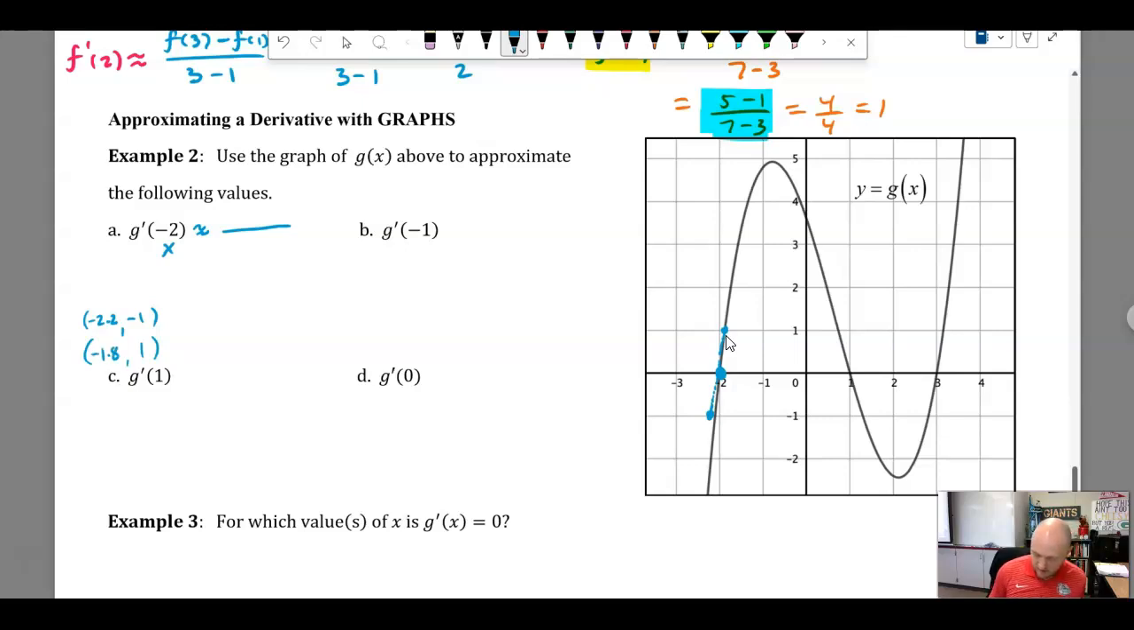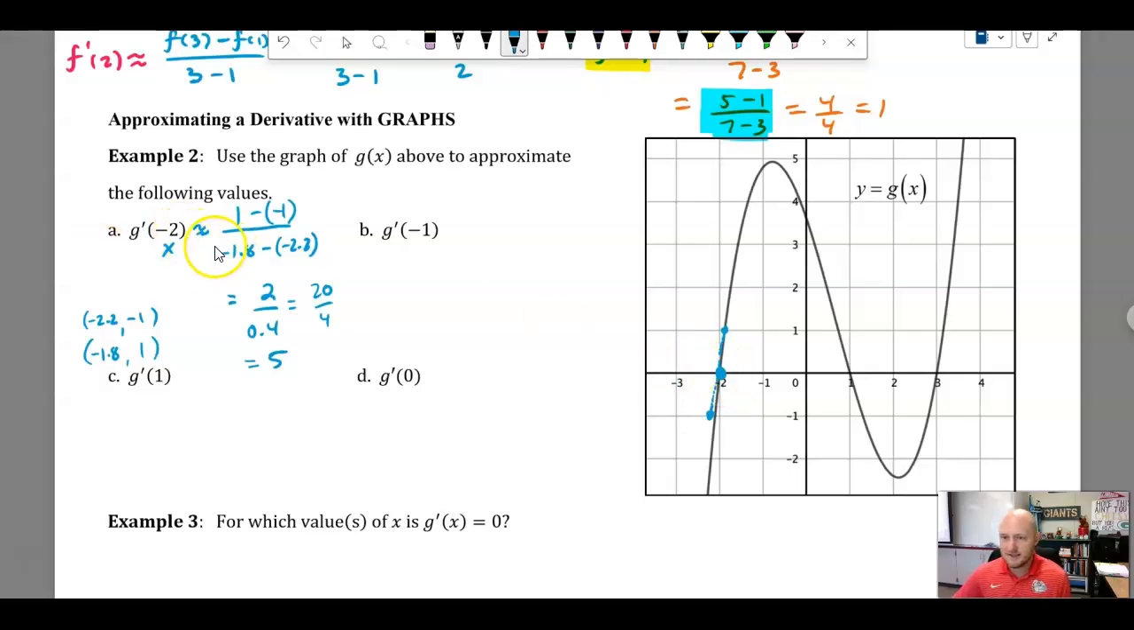Okay, and so this average rate of change, y2, so 1 minus -1 over -1.8 minus -2.2. And we end up getting 2 over -1.8 plus 2.2 gives us a 0.4. If I multiply all these by 10, we get 20 over 4, which is much easier to know that that is approximately 5. Approximately 5. Okay? Instantaneous rate of change. Pretty cool.